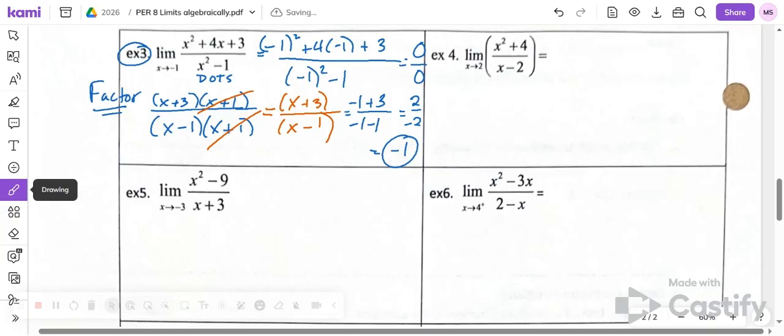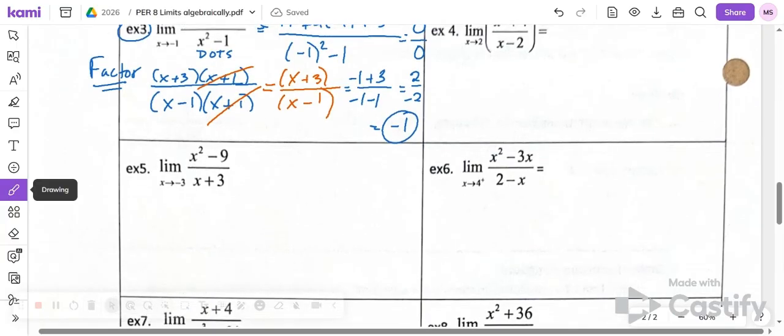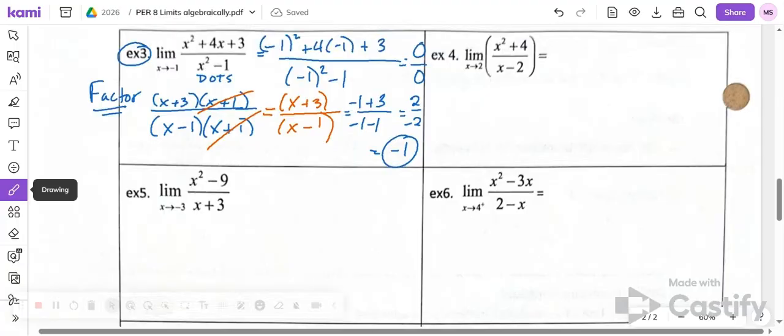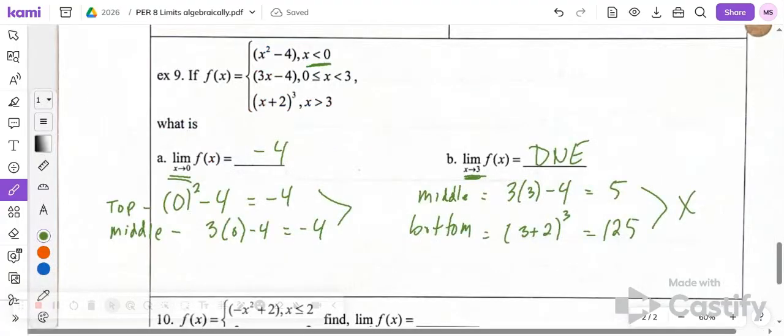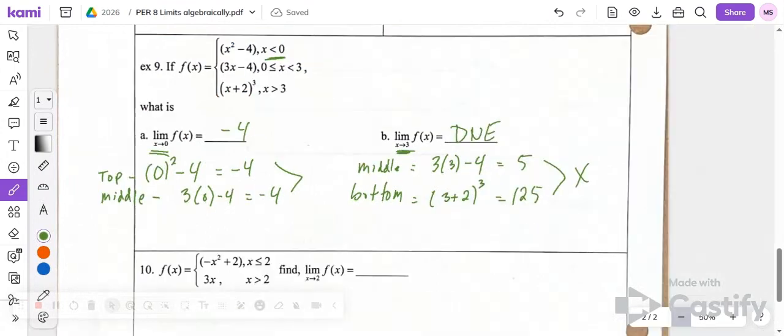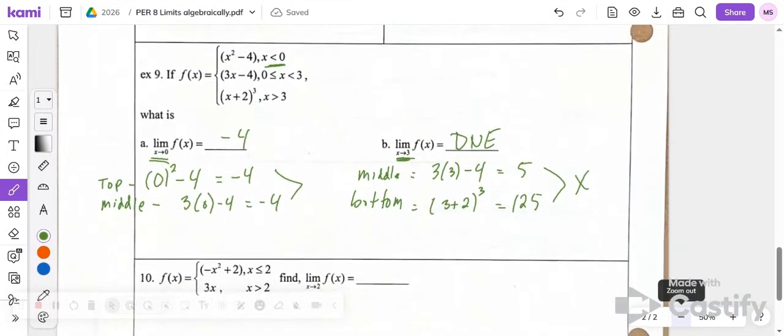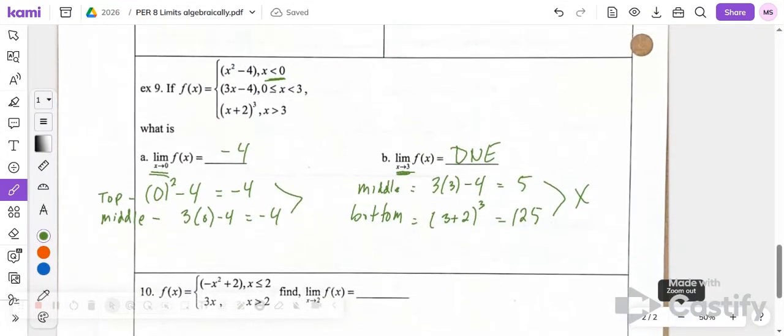So don't do exercise 4 yet. Now try 5 on your own. Because 5 is like number 3. All right. So we finished this up. We did a piecewise here. Just want to show that off.